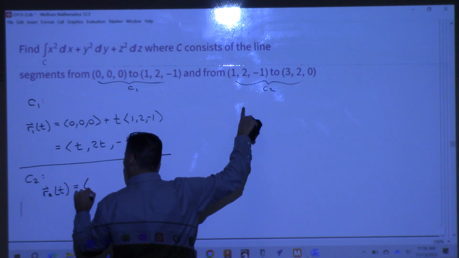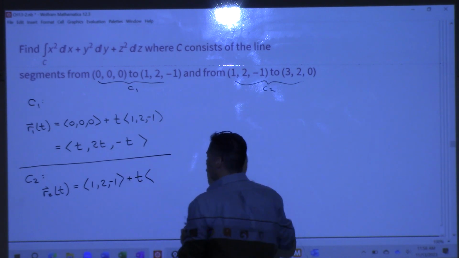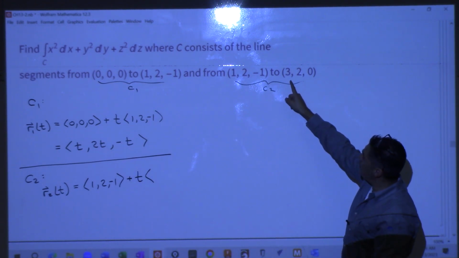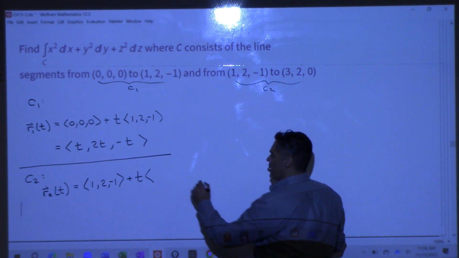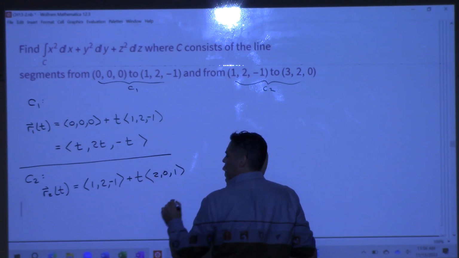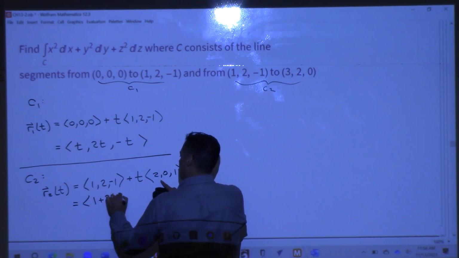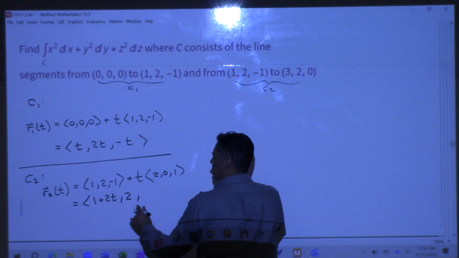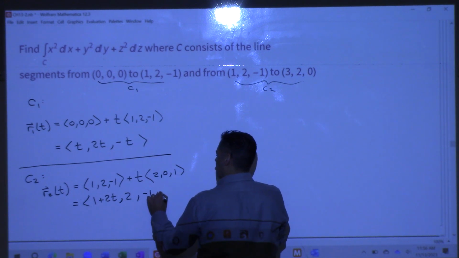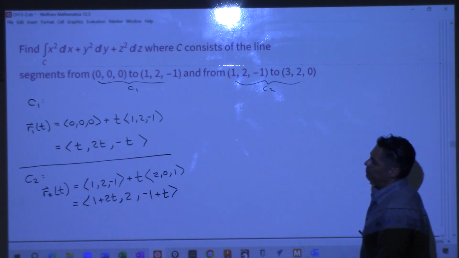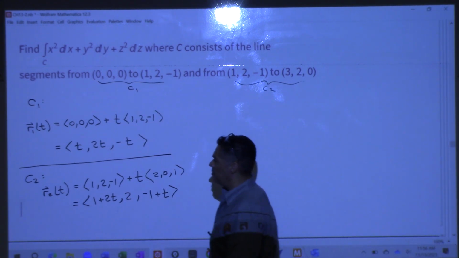Where are we starting? 1, 2, negative 1, and we've got t times the direction vector from here to here. So what? 2, 0, 1. And now put those together, we should get 1 plus 2t, 2, just 2, and then negative 1 plus t. On both of these, t goes from 0 to 1.